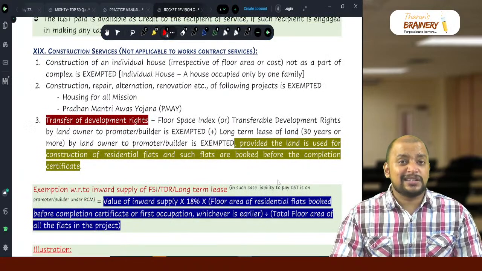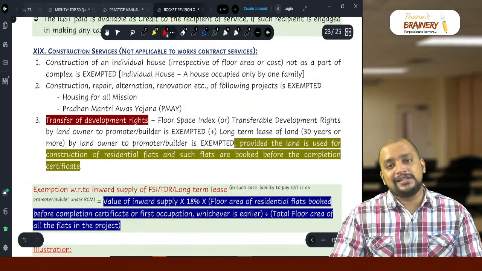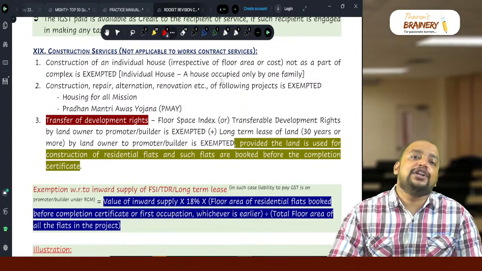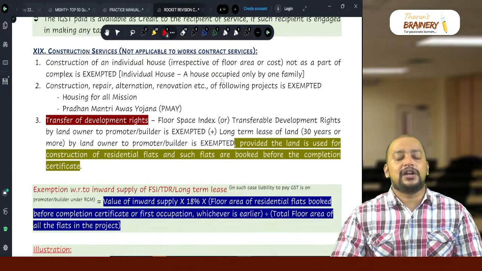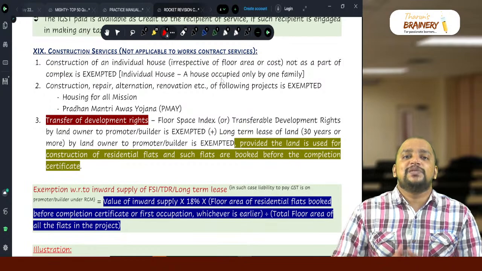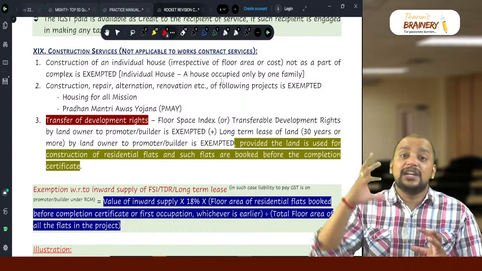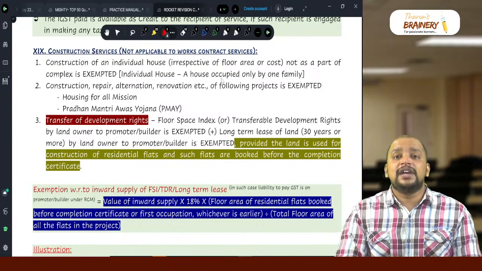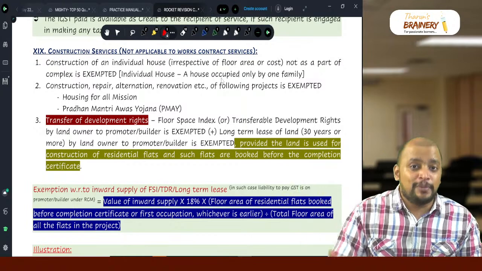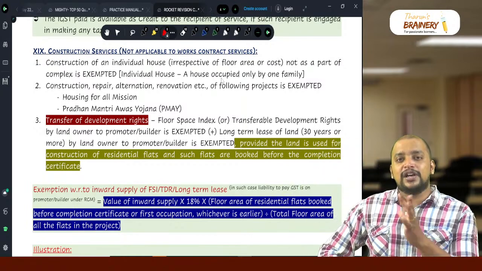construction services. This exemption is not applicable to works contract service. The exemption is applicable only to construction service. What is the difference between construction service and works contract service? Construction service means only pure labor element. There is no goods element. Whereas in works contract, there is a goods element as well as a service element, in relation to immovable property, and the consideration will be lump sum. Then it is known as works contract service.